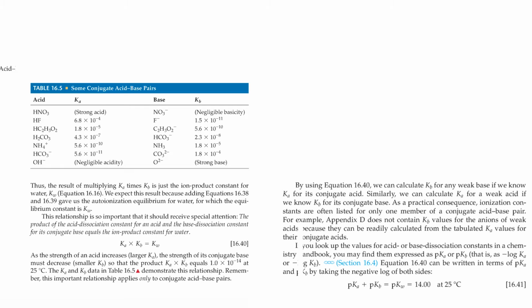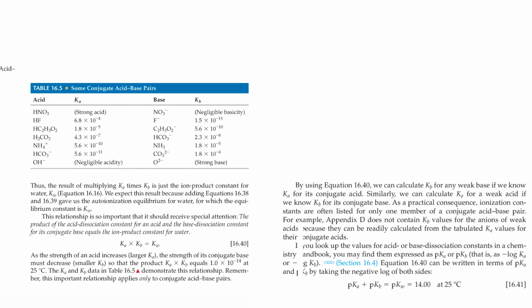Thus, the result of multiplying K sub A times K sub B is just the ion product constant of water, K sub W. We expect this result because adding equations 16.16, 16.38, and 16.39 gives us the autoionization equilibrium for water, whose equilibrium constant is Kw. This relationship is so important that it should receive special attention. The product of the acid dissociation constant for an acid and the base dissociation constant for its conjugate base equals the ion product constant for water. Ka times Kb equals Kw.